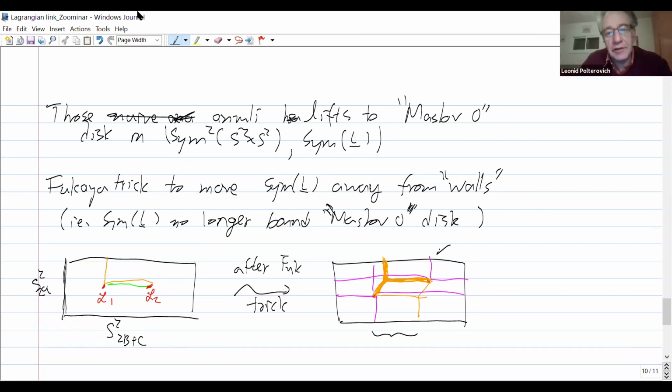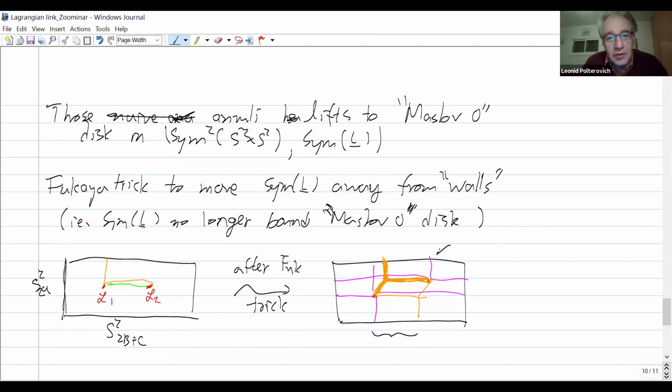Maybe I have a little question. Do I understand correctly that even if you wish to work just with S2, you need this stabilizing factor in order to get rid of orbifold disks of index 0? Yes. So somehow you cannot just work with the symmetric product of S2 with itself.